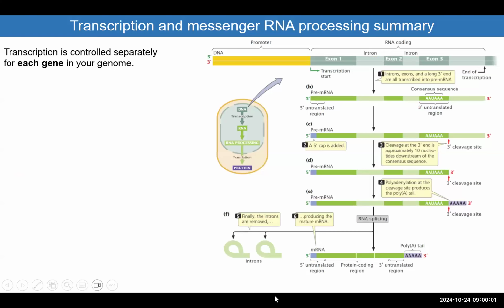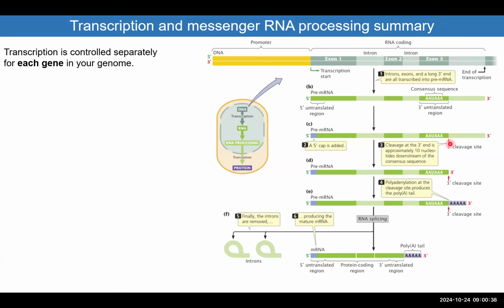So this slide summarizes the transcription from the beginning till the end. You have a promoter. Downstream of that promoter, there is a gene. We know the initiation site of the transcription and the end of the transcription. Within the RNA coding region of this particular gene, there are three exons and two introns. We transcribe this from the initiation site to the transcription end site.